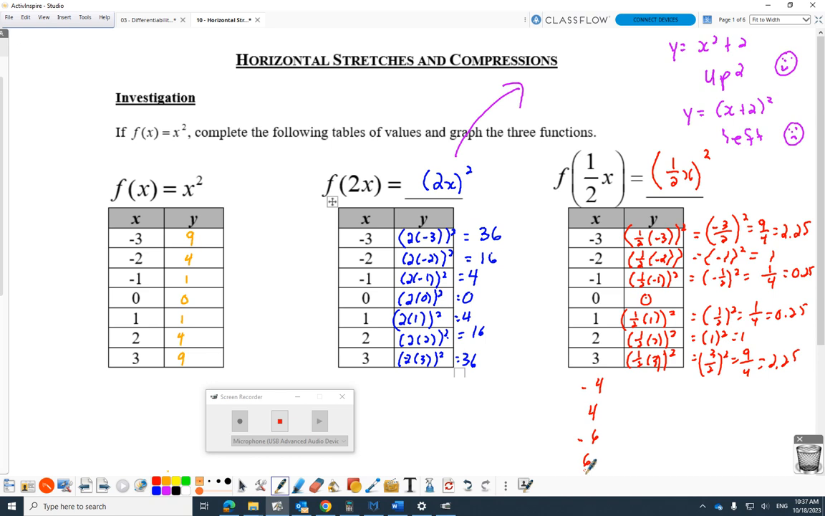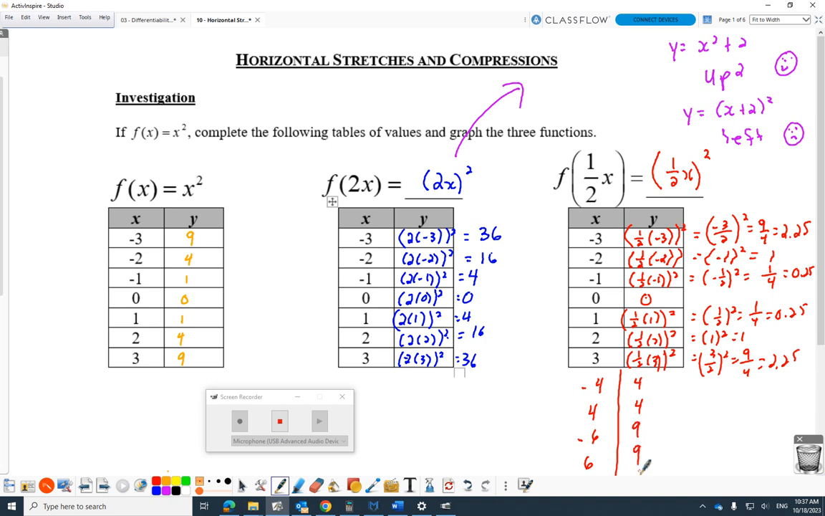And maybe now that I've seen this, if I was to rebuild this table of values, maybe I just would have used even numbers. Maybe. The decimals are fine. There's nothing wrong with them. It's just they're not as convenient. So if I do half of negative 4, squared, I get 4. Half of 4 is 2, squared is 4. Half of negative 6 is negative 3, squared is 9. So I get negative 4, 4, and 4, 4.